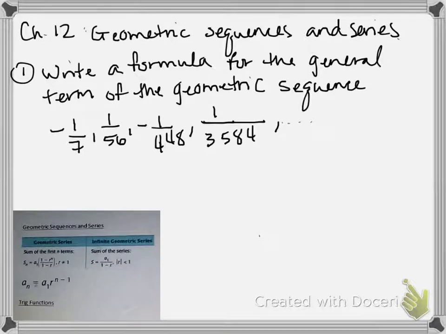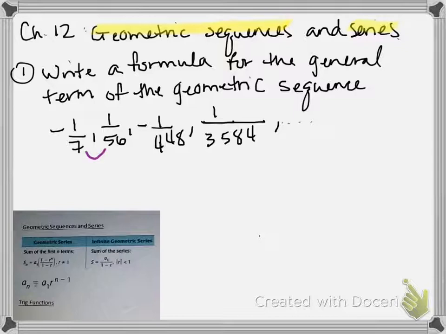In this last video for chapter 12, I'm going to talk specifically about geometric sequences and series, and we're going to be looking at sequences and series where I multiply to get my next term. So let's look at this problem here. It says write a formula for the general term of the geometric sequence. And here's the geometric sequence: negative 1/7, 1/56, negative 1 over 448, and then 1 over 3,584.